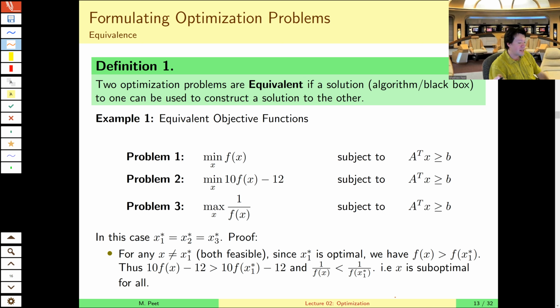So here are just some examples. Three optimization problems, which are all equivalent. And they're relatively straightforward. They all have the same constraints, so the feasible set is the same.